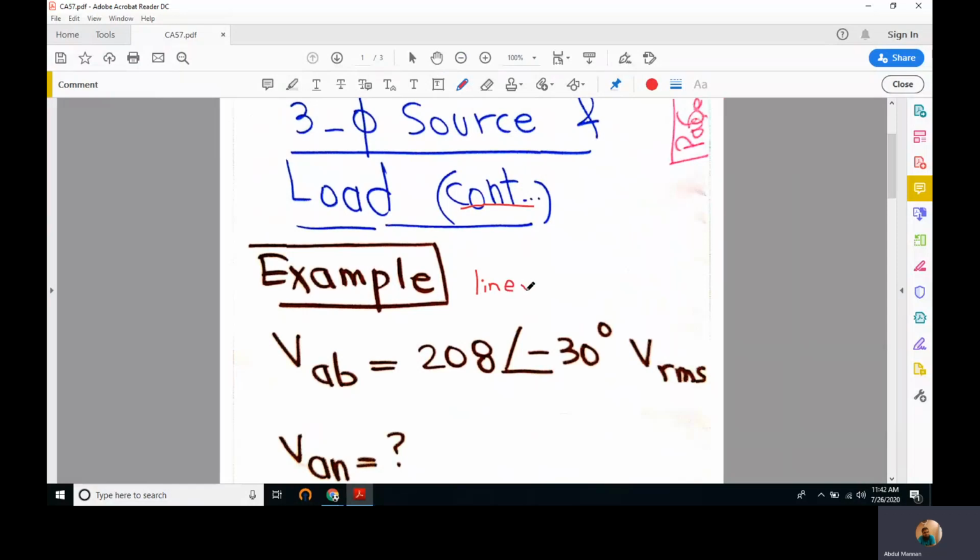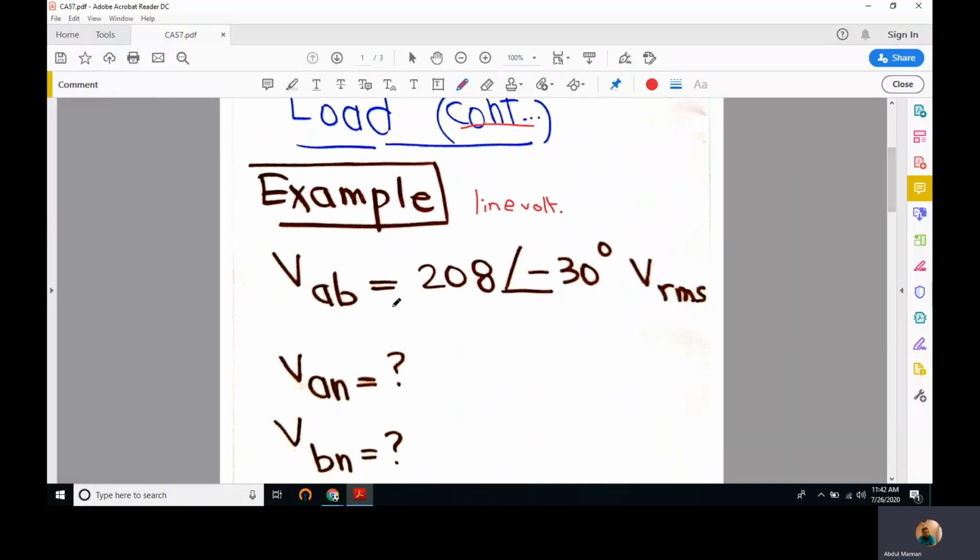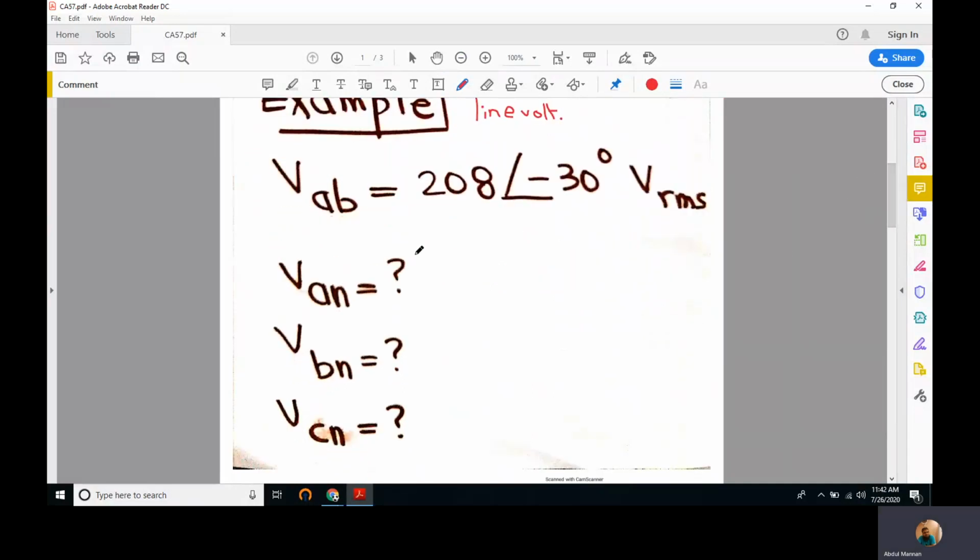In last lecture, we studied about line and phase voltages in a balanced Y connected system. Right. So VAB is given to be 208 at an angle of minus 30 degrees. And we are asked to find the three phase voltages. We know VAN, VBN, and VCN are phase voltages we studied in last lecture.